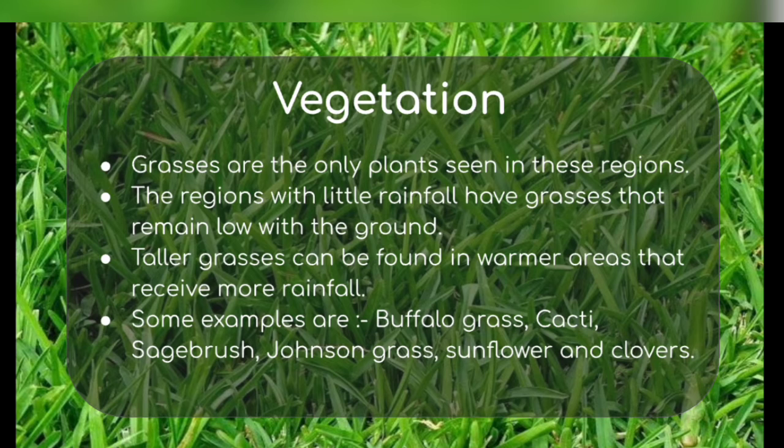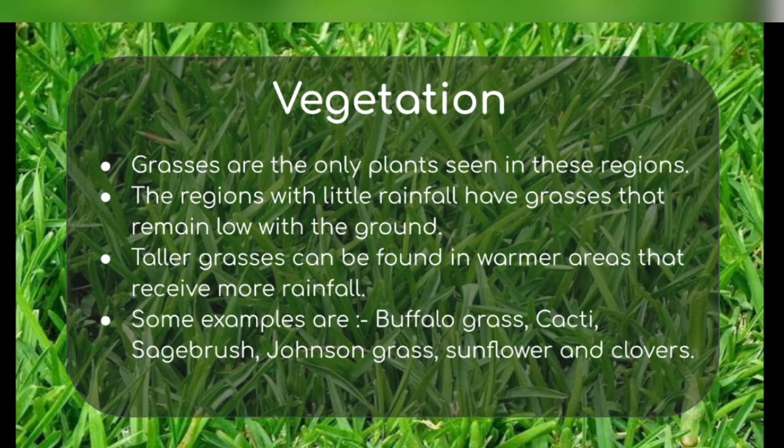Next topic, vegetation. What is vegetation? The plants found in a particular place are known as vegetation. So let us see the points in vegetation. Grasses are the only plants seen in this region. Grasses are small plants. They grow only in these regions because the regions with little rainfall have grasses that remain low to the ground. Taller grasses can be found in warmer areas that receive more rainfall.